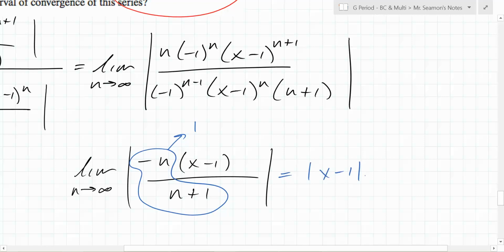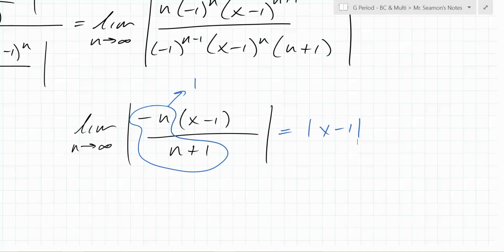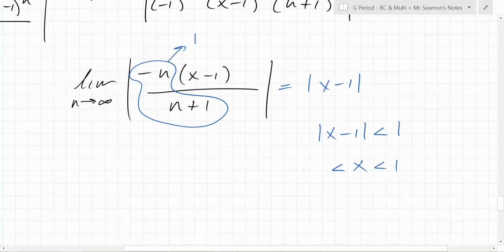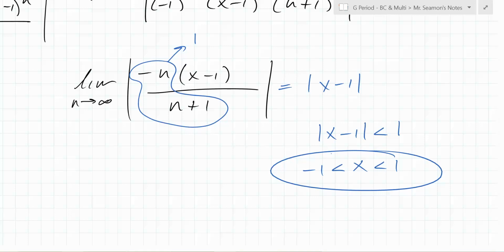So what does this limit actually go to? The absolute value of x minus 1. You know that a series converges when you do the ratio test when this right here is what? Less than 1. So for what values does this converge? It converges for x values between -1 and 1. This part right here goes to 1. Are you okay with that? Please, if you're not, you need to say something now. We're good? So this limit, whatever x is, it goes to the absolute value of x minus 1.